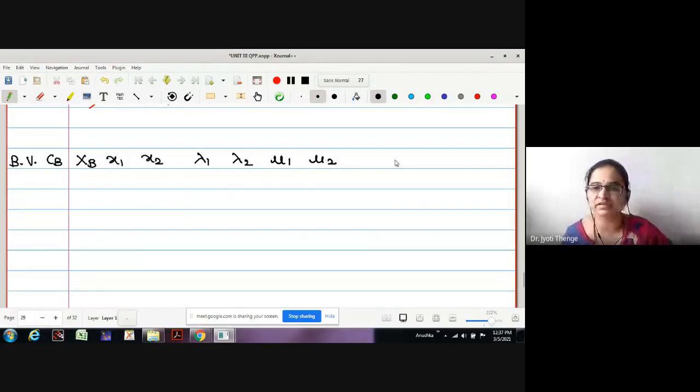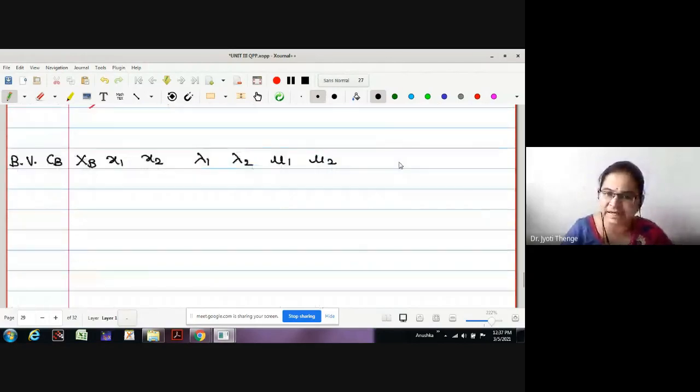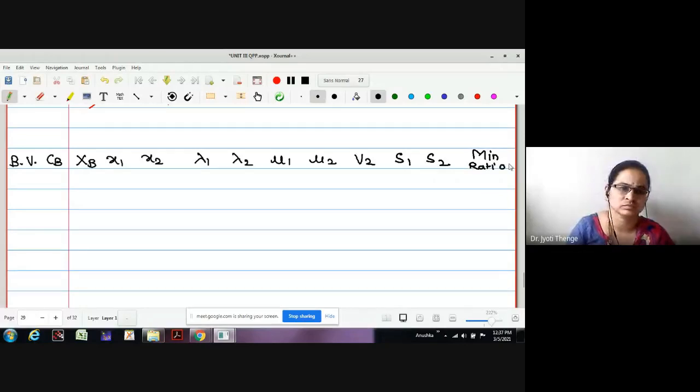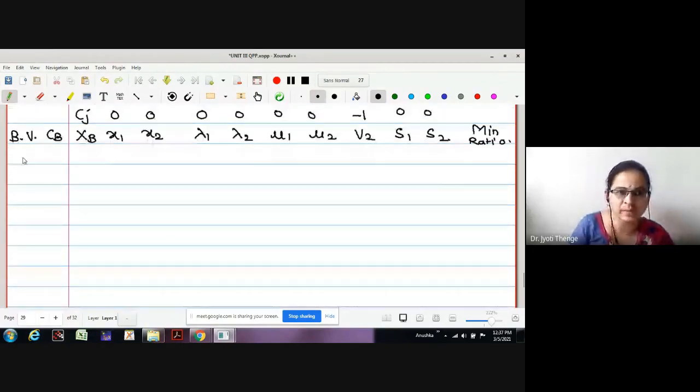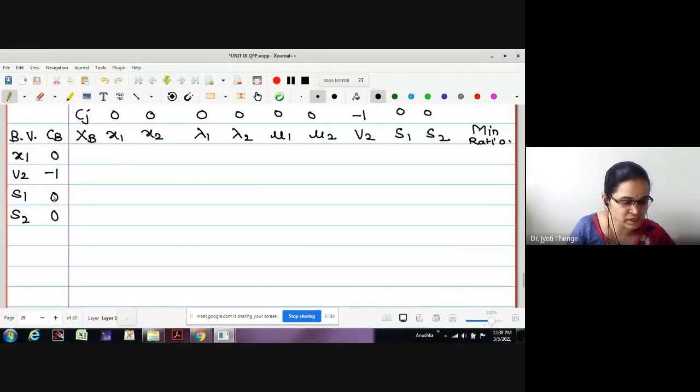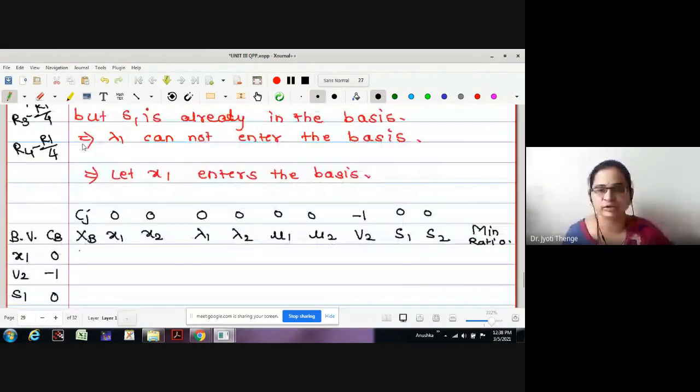Now here, as V1 is the artificial variable leaving the basis, let me just drop its entry. Therefore, I'll write directly V2, S1, S2. Cj entries, no doubt, minus 1 for V2 only, rest 0. Now what are the basic variables? Instead of V1, we have X1, V2, S1, S2 already. Therefore, the cost vector becomes 0, minus 1, 0, 0. You just perform the row operations. Let me write the entries. Have you done it? Can you tell me the entries? Or you need some time?